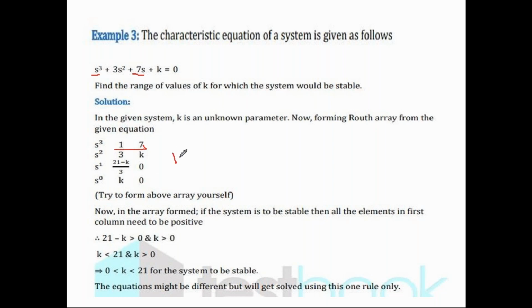The k value should never be 0 or negative, because if you face these two, then you can get an unstable condition, but the problem asks for the stable condition. So the k value is always greater than or equal to 1. If you substitute k equals 1, what do you get? 20 divided by 3, which is a positive value, and k equals 1. So that is also 1. And it should be k greater than or equal to 1.